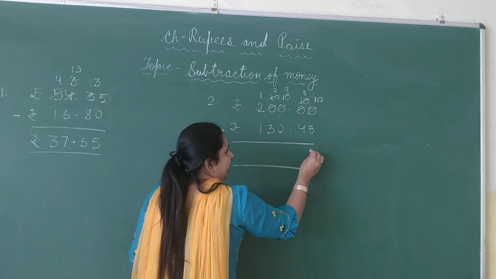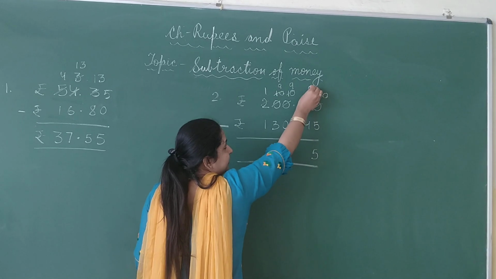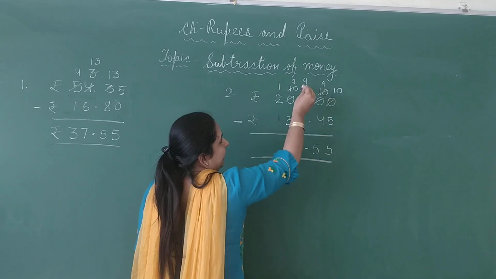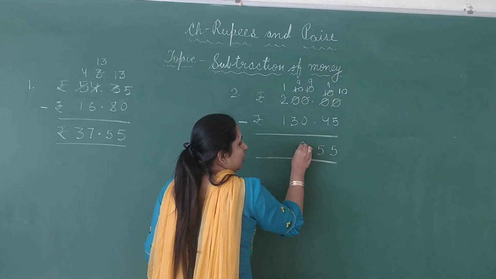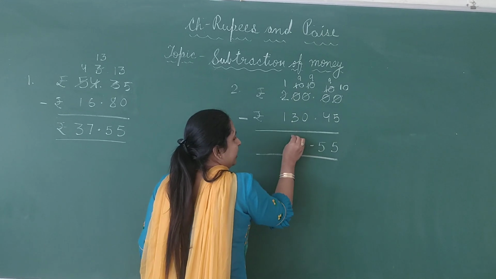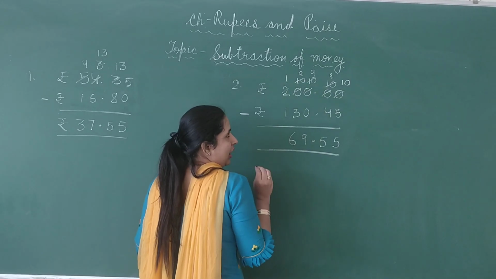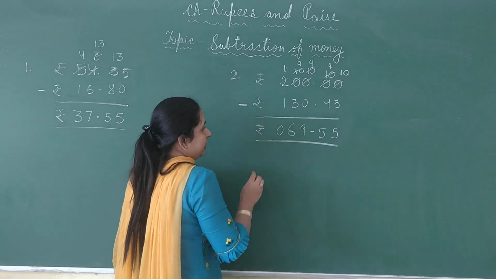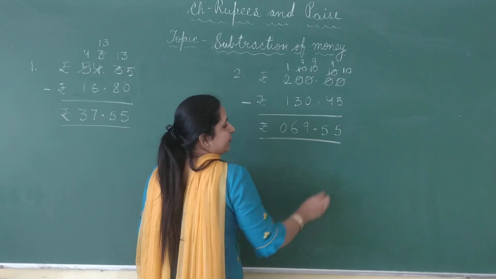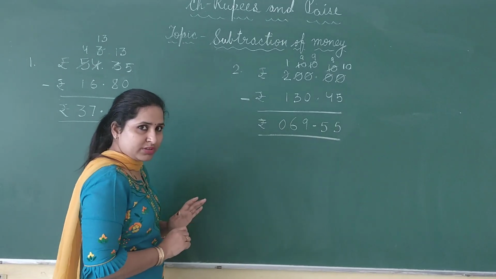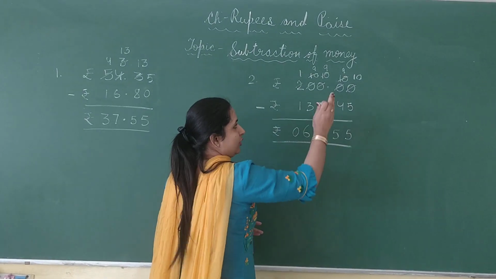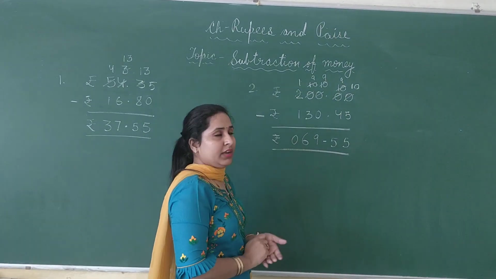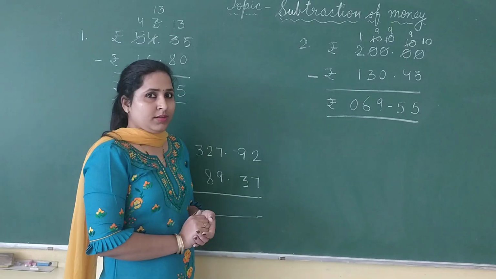So 10 minus 5 is 5 and here it is 9 now. So 9 minus 4 is 5. Then the point. Here we have 9. 9 minus 0 is 9. 9 minus 3 is 6. And here it is 1 now after giving a borrow. So 1 minus 1 is 0. So what is the answer? Rupees 69.55. Okay, I hope you have understood this question, children. Please be very careful while doing these kinds of questions because this place will take a borrow from the left hand side. Please try to understand it carefully.